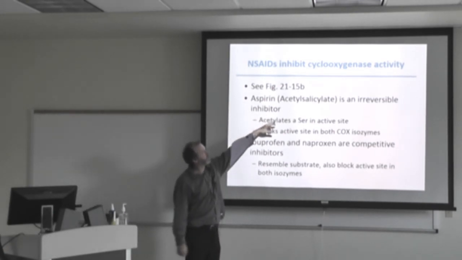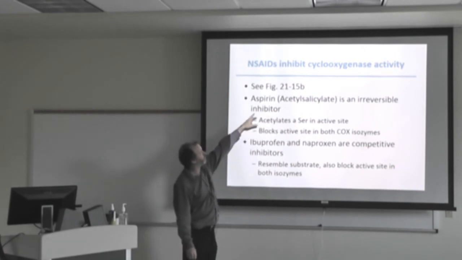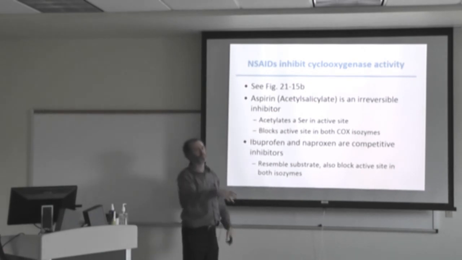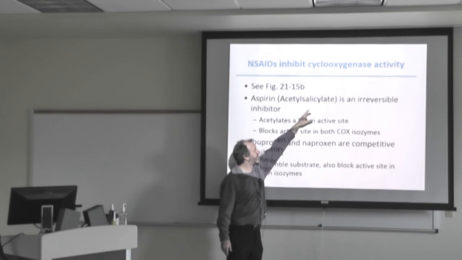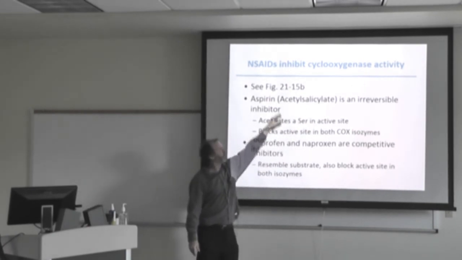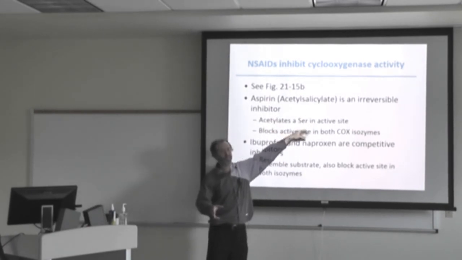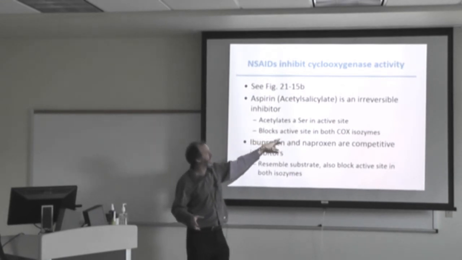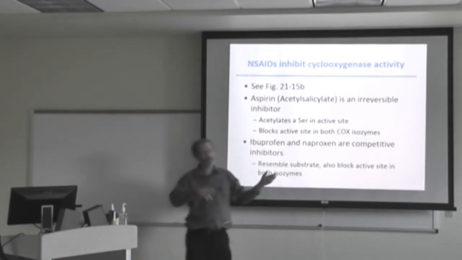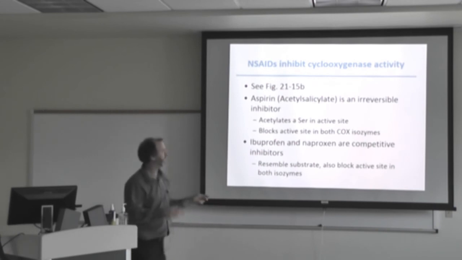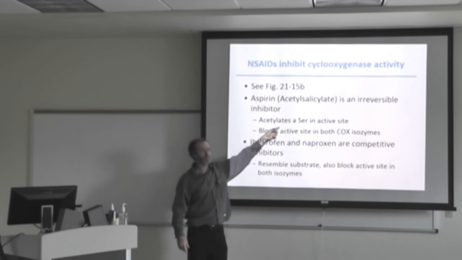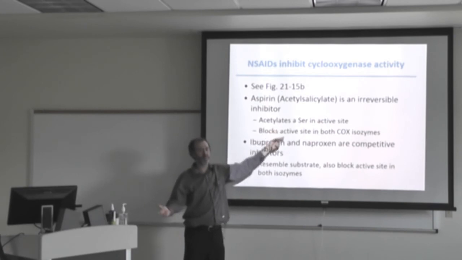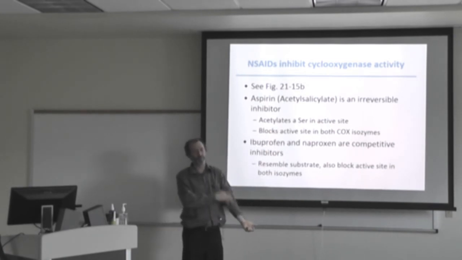Aspirin, which is acetylsalicylate, is an irreversible inhibitor. Irreversible inhibitors typically have covalent attachments, right? Aspirin is acetylsalicylic acid. This acetyl group gets transferred to serines in the active site, and it blocks the active site in both COX isozymes. So it basically acetylates things. It also has activity all over the body from this acetylation, right? It blocks blood clotting, things like that.